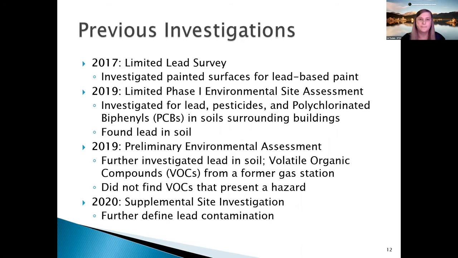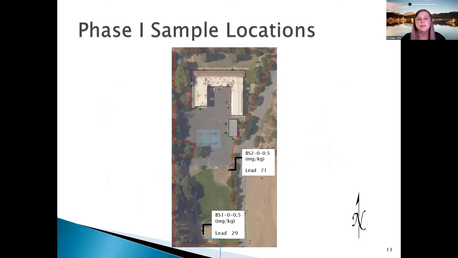Next slide, please. Here on slide 13, we have a zoomed out view of the phase one sample locations from the district sampling. As you can see, there are dots around the main school building and around the band building. And then we also took samples out in the field area to get kind of an ambient level. Neither of these exceeded our screening criteria. Next slide, please.